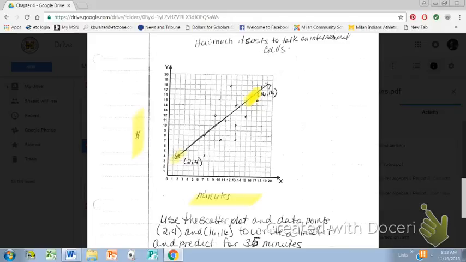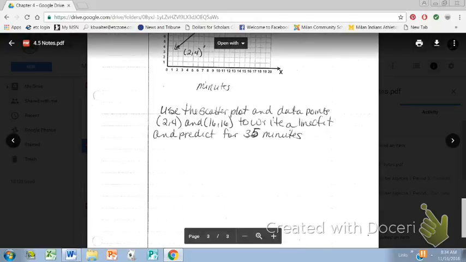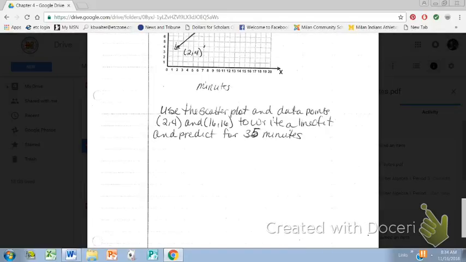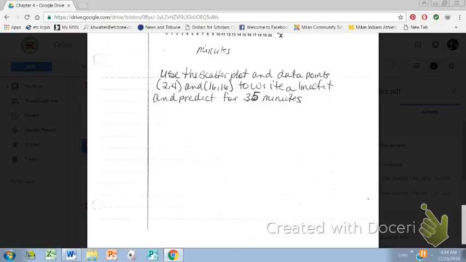If you're given a table with it, that makes it better, where you would know exactly what the points are. But on an I-STEP test, sometimes they give you the points already plotted, and you wouldn't know, so you want to pick the ones that are definitely on corners. So I'm going to use the scatter points 2, 4 and 16, 16 to write a line of fit and predict for 35 minutes what the cost would be of that call.